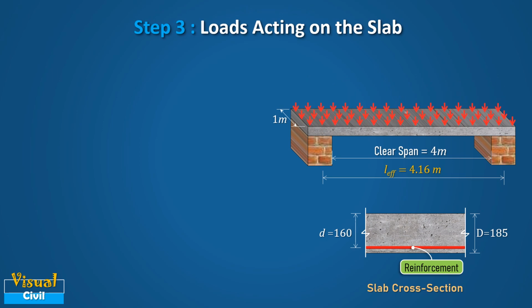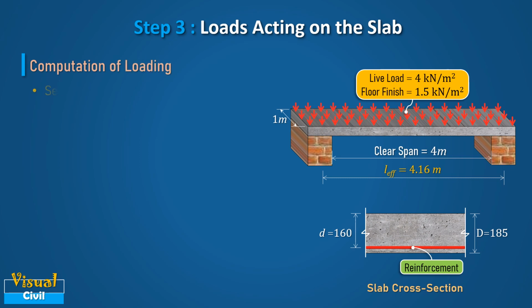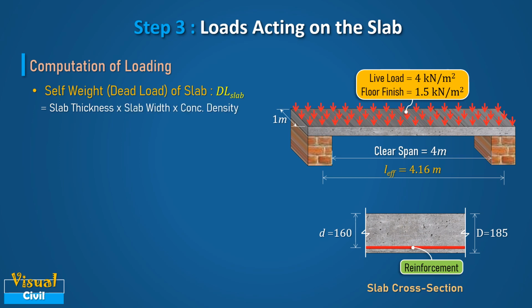In step 3, let us calculate the loads acting on the slab. First, calculate the self-weight or dead load of a slab by multiplying the cross-sectional area of a slab with concrete density. Consider the slab width equal to 1 meter. After putting the values of slab thickness, slab width and concrete density, we get dead load of a slab as 4.625 kN per meter.